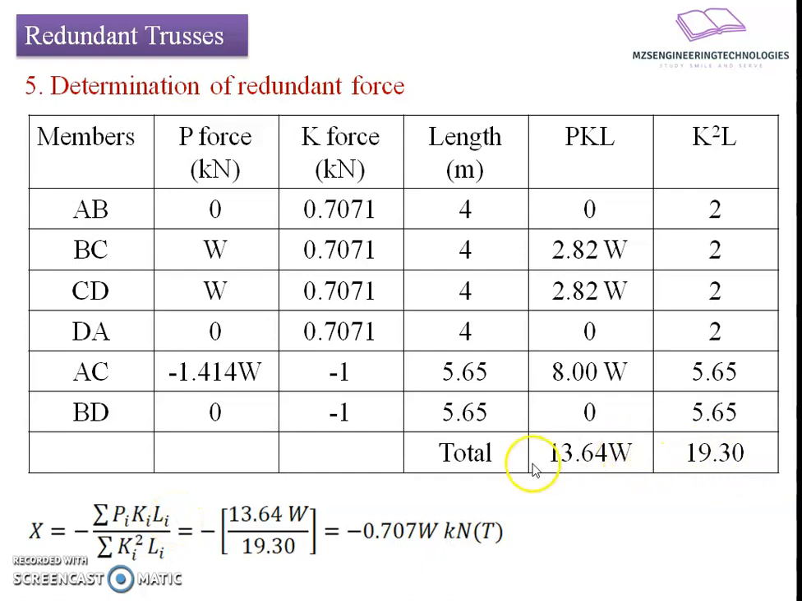So I will put the summative values here: minus 13.64 W divided by 19.30, resulting in a value of minus 0.707 W kilonewton, which was assumed initially tensile, meaning it should be compressive in nature. But while calculating the member force, I will continue with the negative term here.